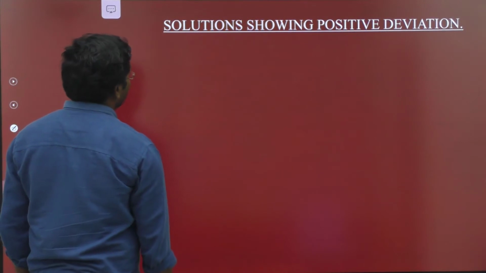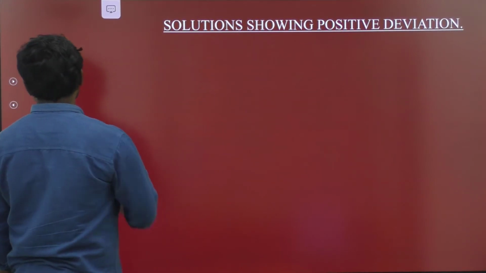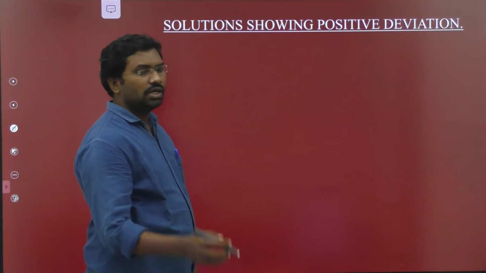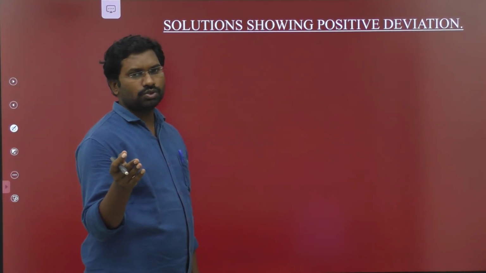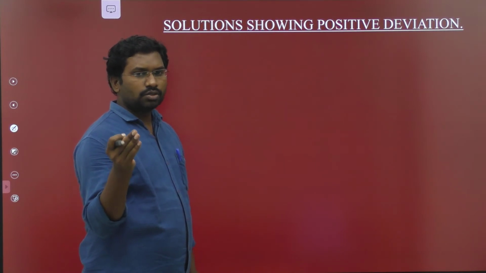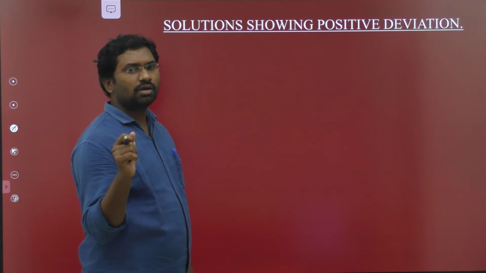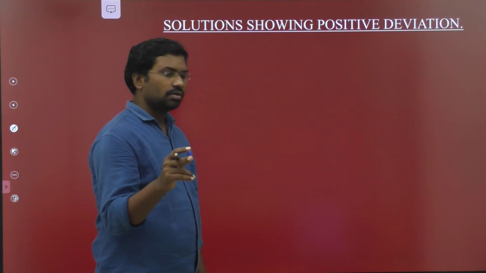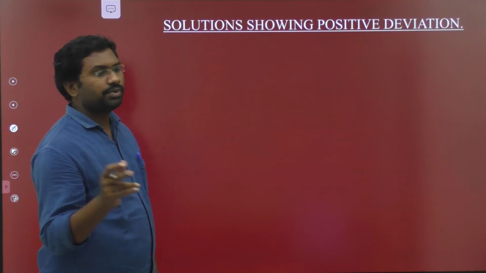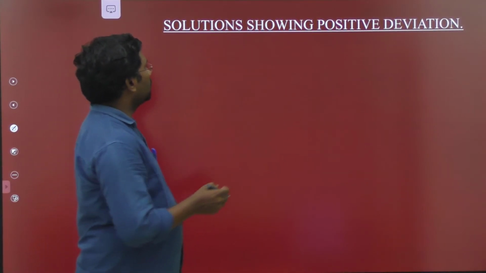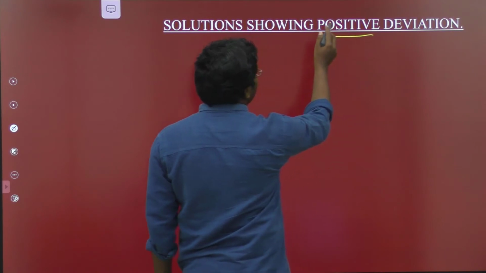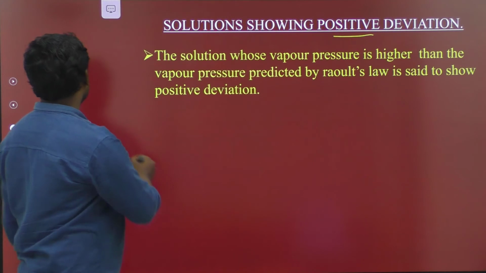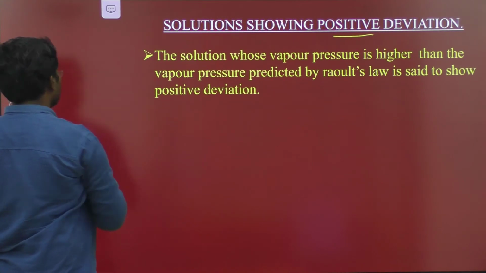And the next important topic is solutions showing positive deviation. Generally, a non-ideal solution can be exhibited in two ways. First, solutions exhibiting positive deviation, and second, solutions exhibiting negative deviation. So come to the first one, solutions showing positive deviation. What is the definition of positive deviation? What is meant by positive deviation?